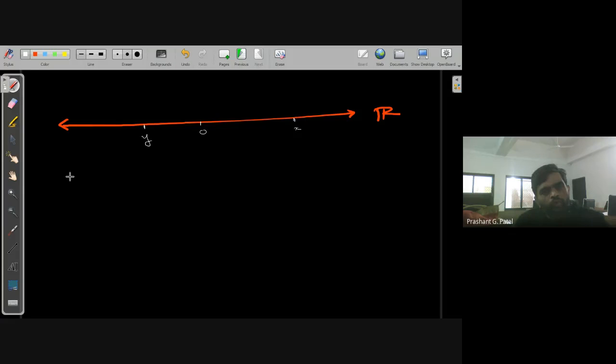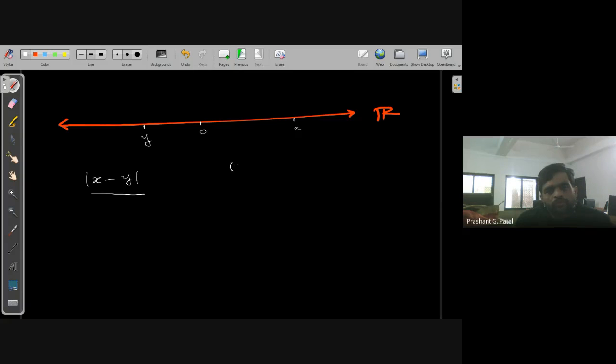As we know, if the interval has points x and y, then we have the modulus of x minus y. This is the way to represent a distance between two points on the real line. Now let us discuss the properties of this distance between two points.